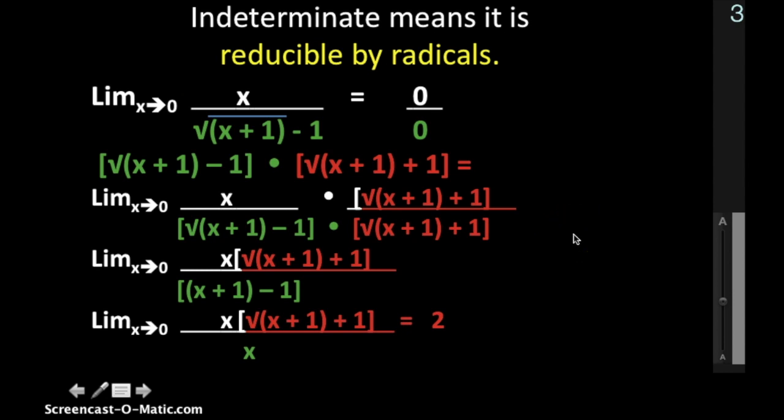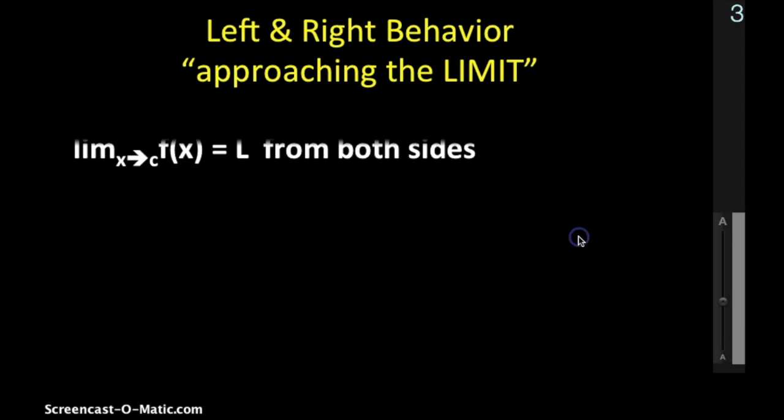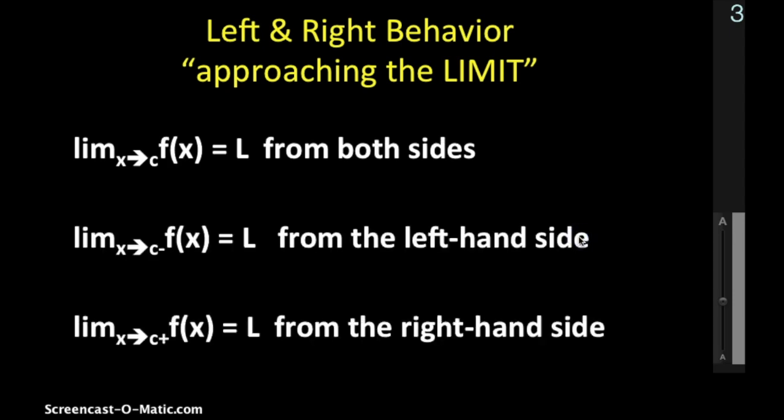So this is the way to reduce by radicals in kind of a combination. It isn't conjugate pairs, but it's like it. And then I want to emphasize again the left and right hand behavior. When this little negative sign is in the exponent on this letter, the number here, or it's positive on it, that means from the right side, and this means from the left side.